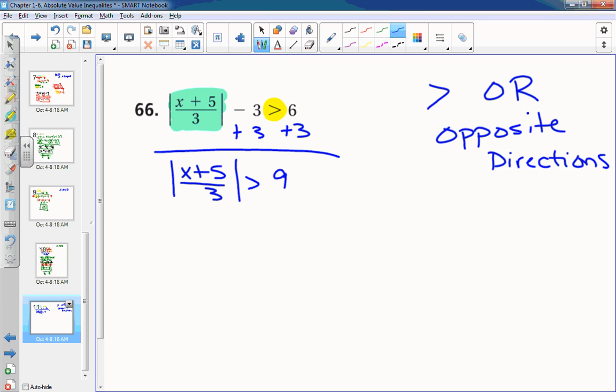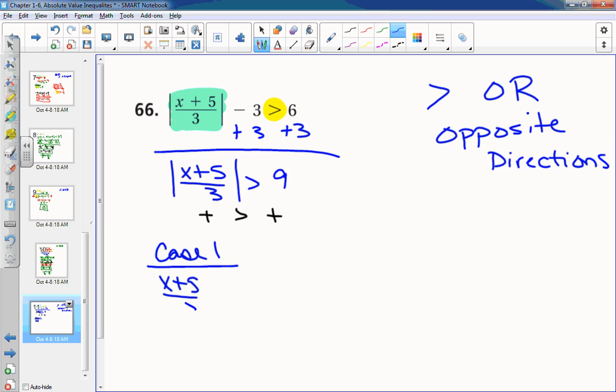Absolute value bars, sorry about that. Now, I need to see if this is possible. So the outcome of an absolute value is a positive, and that's going to be greater than the outcome of this 9, which is positive. Can a positive number be greater than another positive number? Well, absolutely. 1 million is definitely greater than $100, right? So in this case, I can go ahead and do case 1.